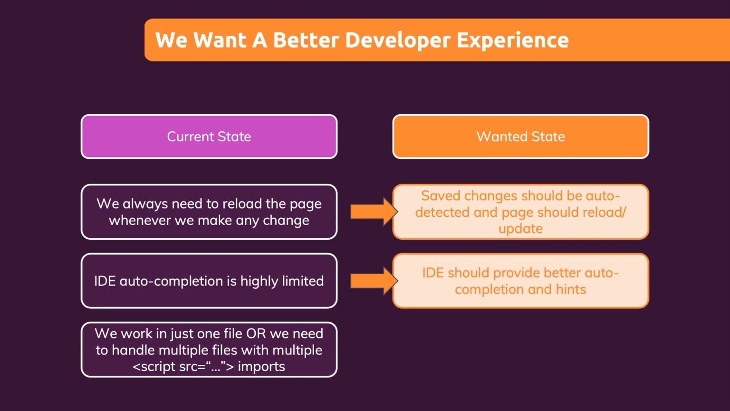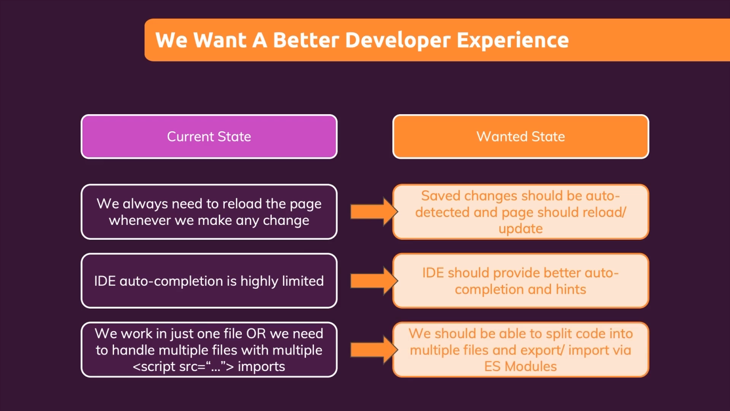The IDE, so the code editor we're using, should provide better autocompletion and hints to make sure that we're able to find errors quicker and avoid writing code that doesn't work. And it would be great if we would have an easy time splitting our code across multiple files, defining the templates of components in a nicer way, and using modern JavaScript features like ES modules for exporting and importing JavaScript code into each other for that. That would be nice, and that's our wanted state.